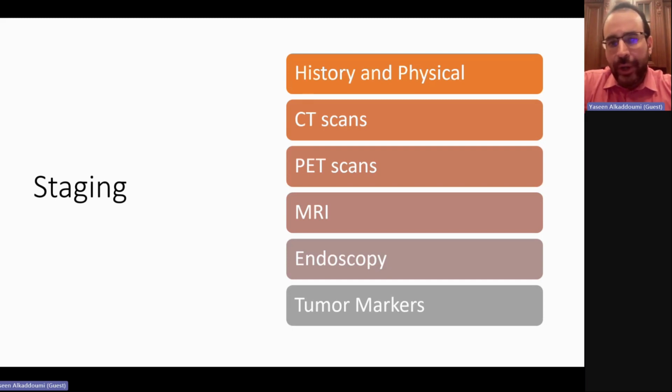For instance, MRI depends on the cancer type. For rectal cancer, we do MRIs. Endoscopy is sometimes we need to know the size of the tumor and the extent locally. So we do what we call endoscopic ultrasound, and we measure the tumor. And we also send for tumor marker.